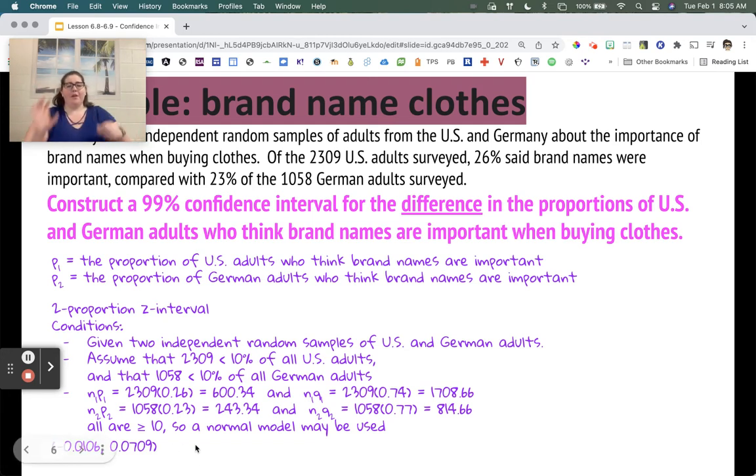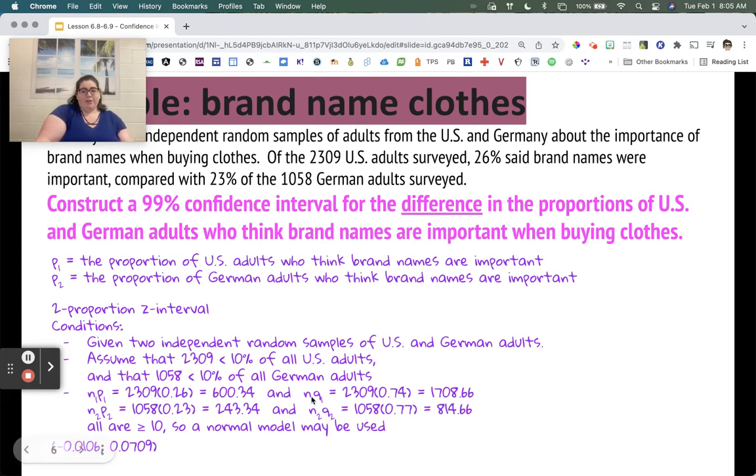Because we have an interval that includes a negative and a positive, basically 0 is somewhere inside that interval. What that tells us is we're not exactly sure which country is more or less likely, because that difference could be anywhere between negative 0.0106 to positive 0.0709.